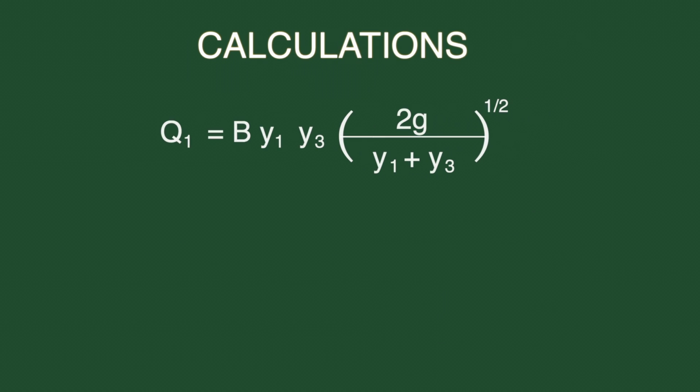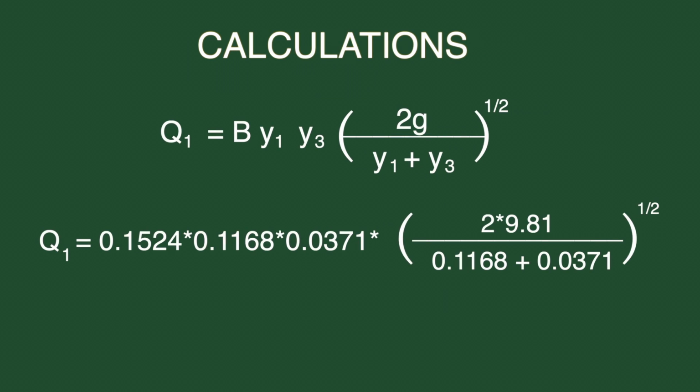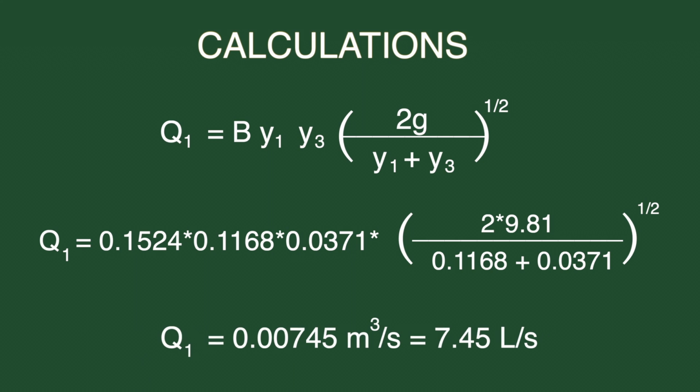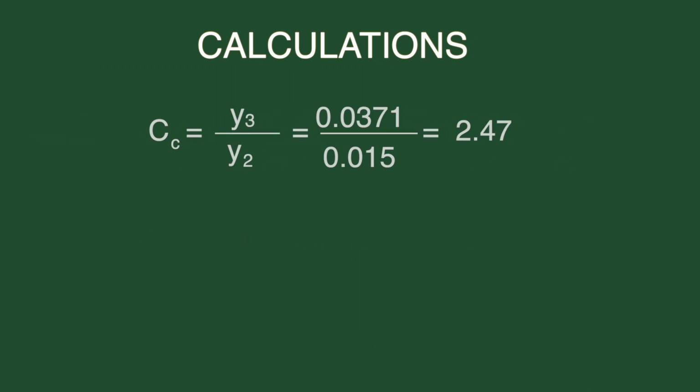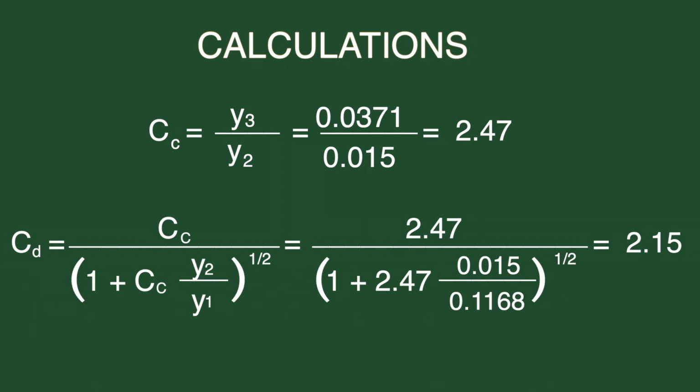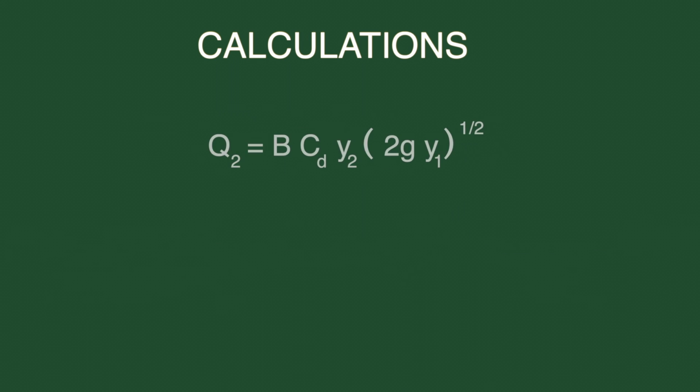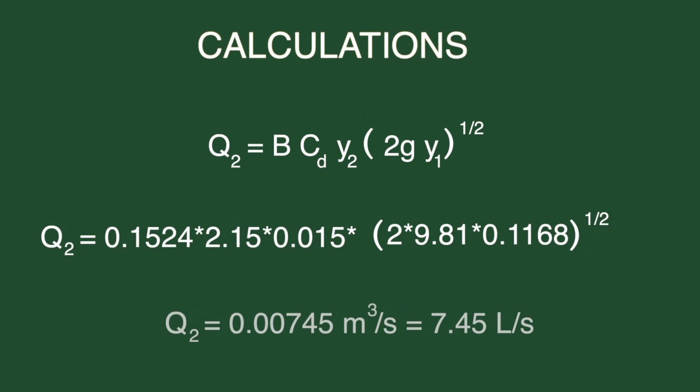Applying the theoretical equation based on the conservation of specific energy, the discharge is Q sub 1 equal 7.45 liters per second. Next, we calculate C sub C and C sub D. With these coefficients, we calculate Q sub 2 equals 7.45 liters per second. Note that both equations give the same answer.